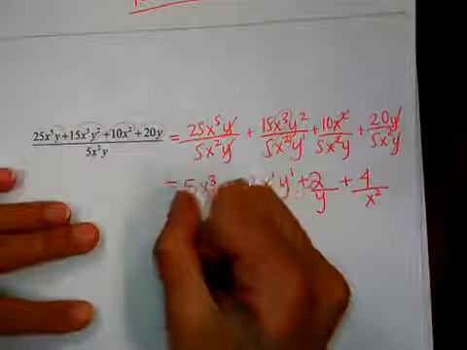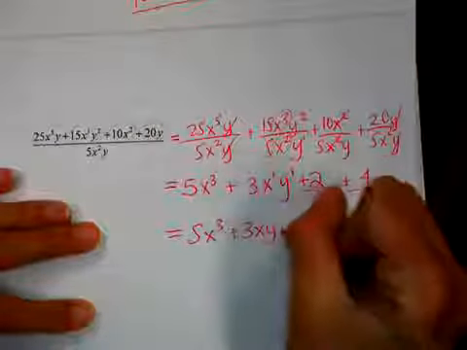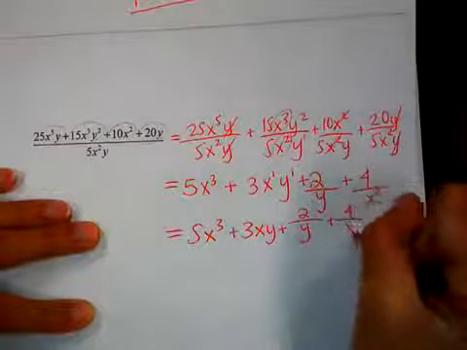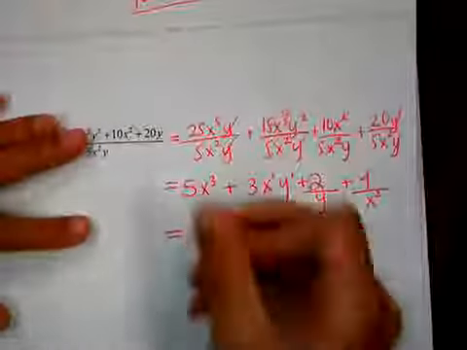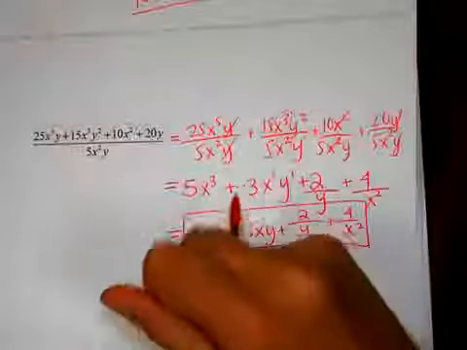I'm going to rewrite that. I don't like the way it looks. 5x cubed plus 3xy plus 2 divided by y plus 4 over x squared. I do not have any like terms, so I cannot simplify any further.